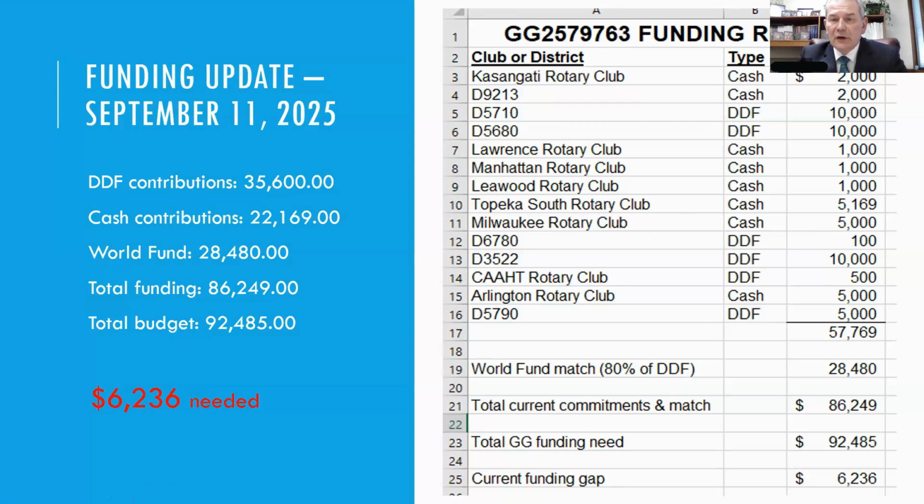We have, as you can see, several different clubs and districts that have become involved. When you see that type of DDF in that one column, that means that money, if this grant is approved, will get matched by 80% by the World Fund. And you can see on the left the numbers that have come in so far. We are $6,236 in a funding gap here for this.